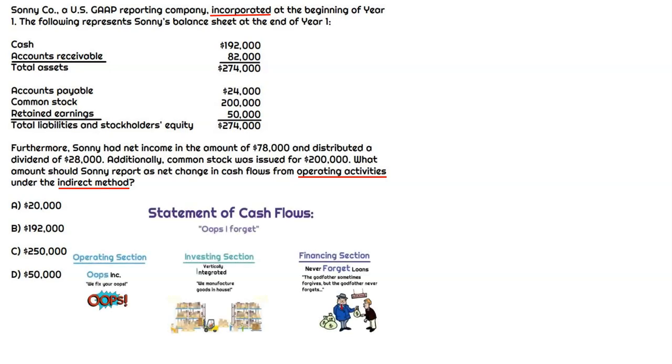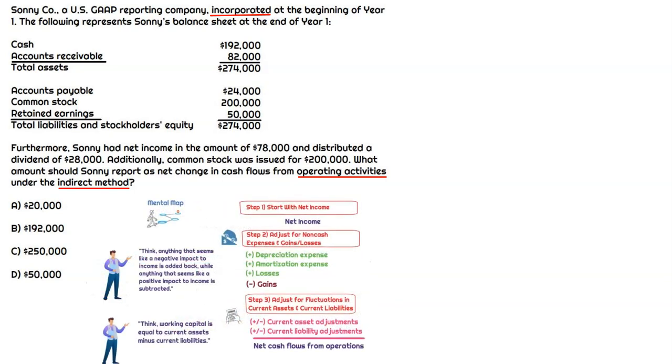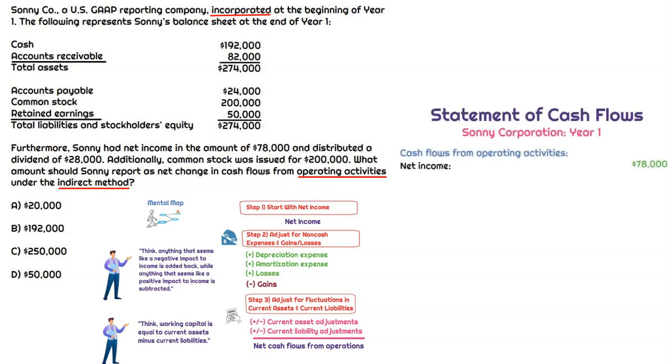So as we learned in the lecture, using the "oops, I forget" phrase, there's three key sections: the operating section, the investing section, and the financing section, right? So we'll start with the operating section under the indirect method. And as you can see in our visual here, our mental map for the indirect method, we always start with net income. So the question gives us net income of $78,000. So that's our starting point.